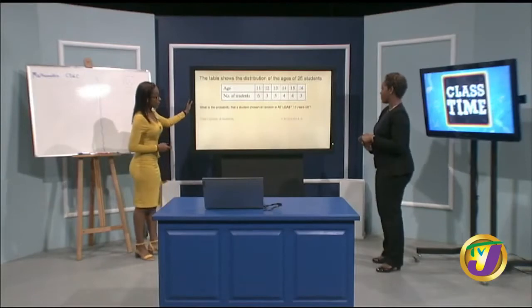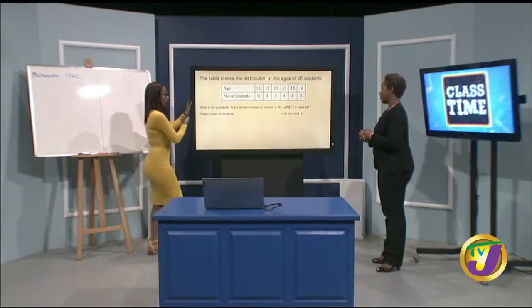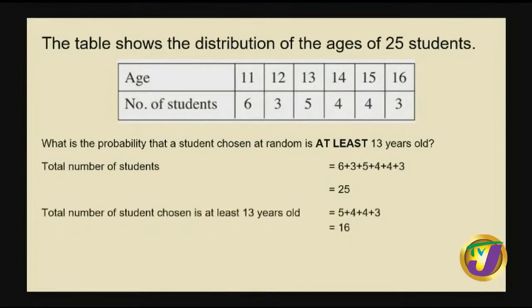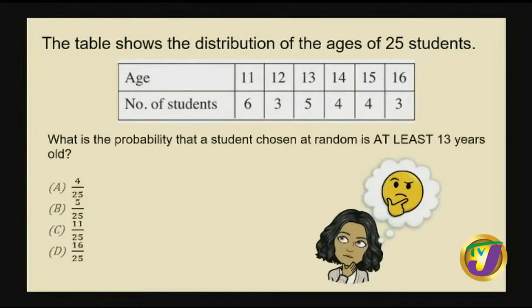Good job. For those who would have missed it, if we did not pay attention to how many students we were given, it's 25. You could have gone and added them up, but they had already given you the total. And you rightly did: at least 13 years old is 16 students. Our probability here is 16 out of 25, and our answer is D. And 16/25 is less than 1, definitely.